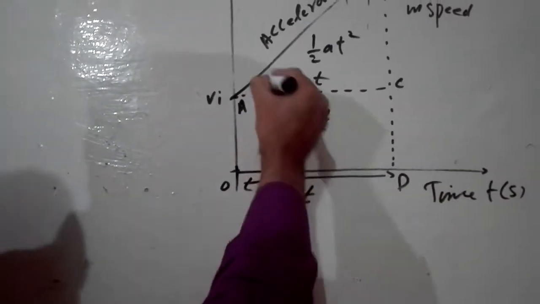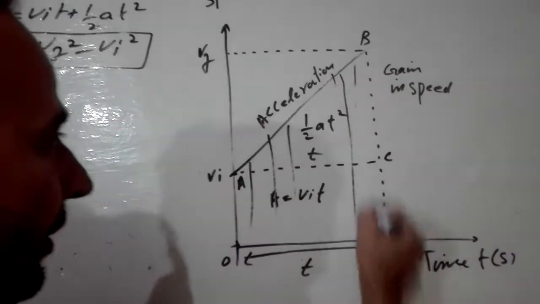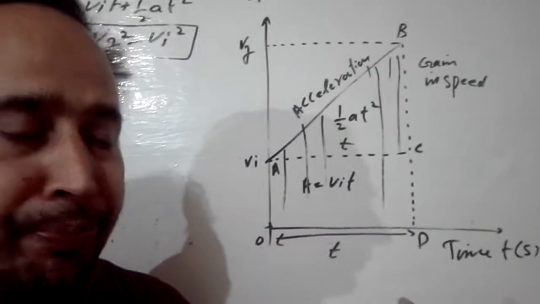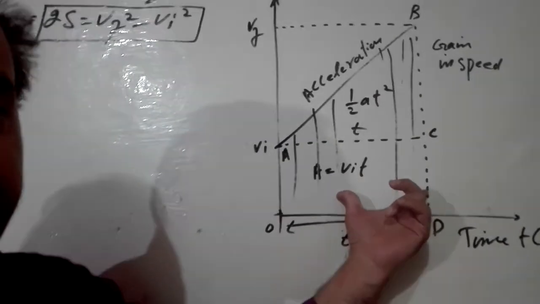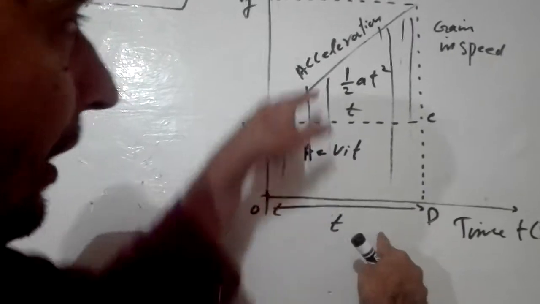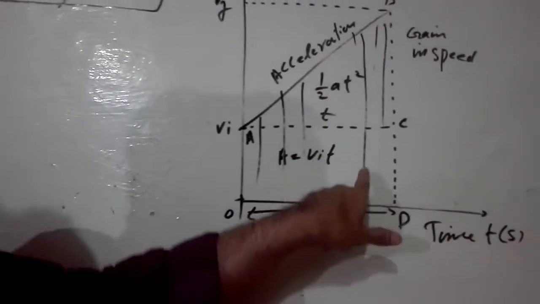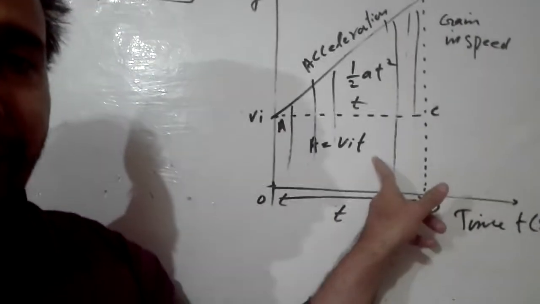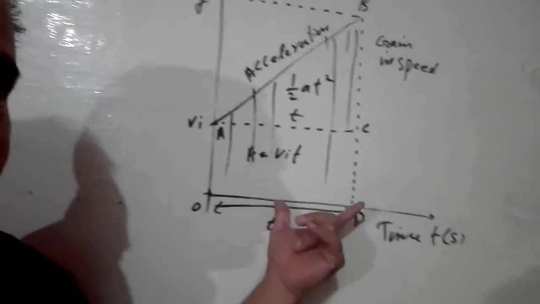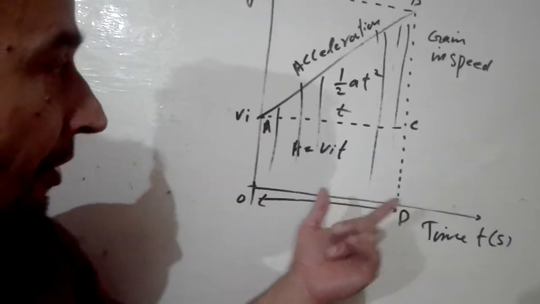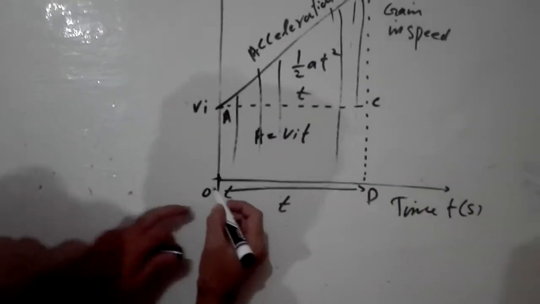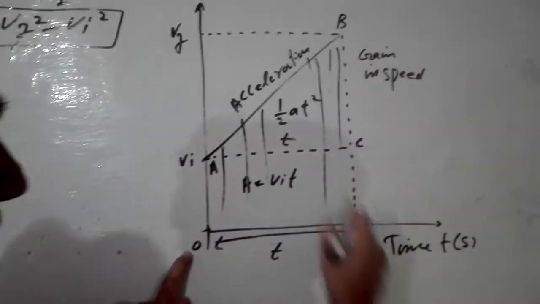So how can you find the total distance? In this way, notice the whole figure. This whole figure is a trapezium. I think you know the definition of a trapezium. A trapezium is a four-sided figure which has two opposite sides parallel and two other sides not parallel. That kind of quadrilateral is called a trapezium. Like here, the OA side and the DB side, both are parallel.